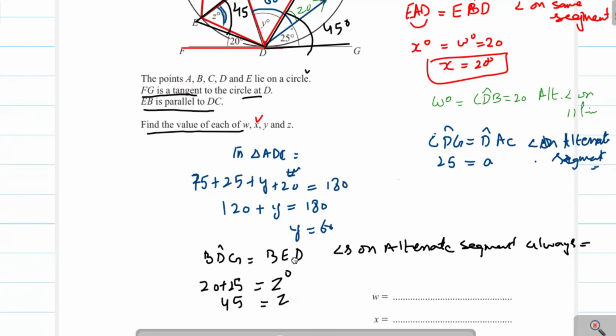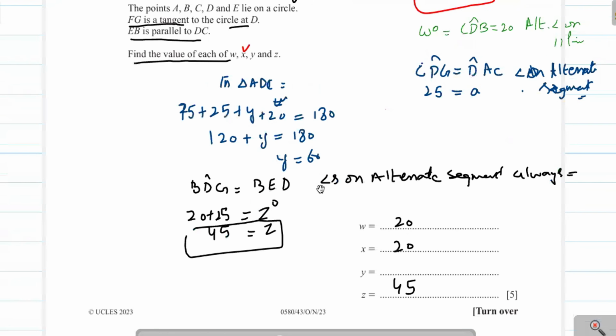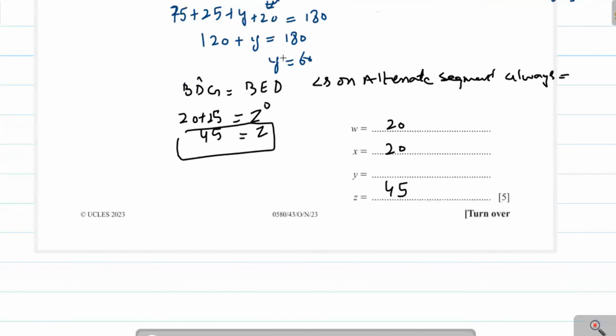We write the values of these angles. W is 20, X is 20, Z is 45, and Y is 60 degrees. You see here, this is 60 degrees. And this is the answer.